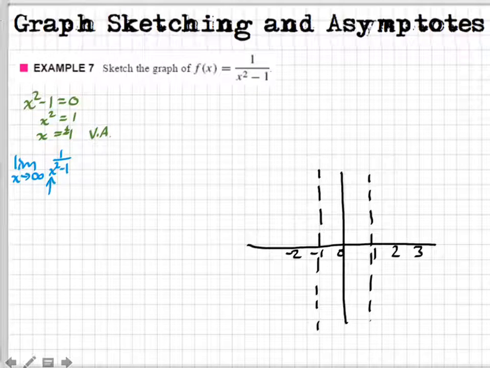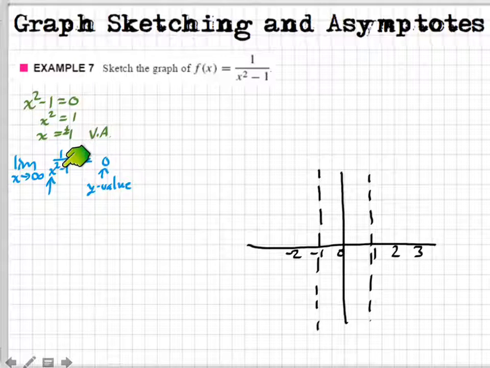And so what does that do? What does that do when you're plugging in really big numbers? Well, what's happening is this denominator is getting extremely big, and so this number as a whole is getting closer and closer to 0. So the y value that we're approaching is 0. So that's going to be our horizontal asymptote. Let's put that on there right there.